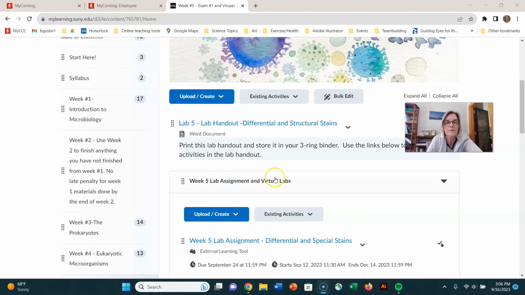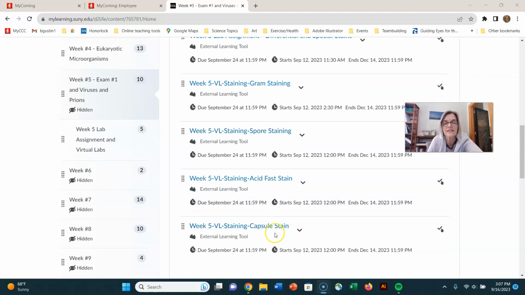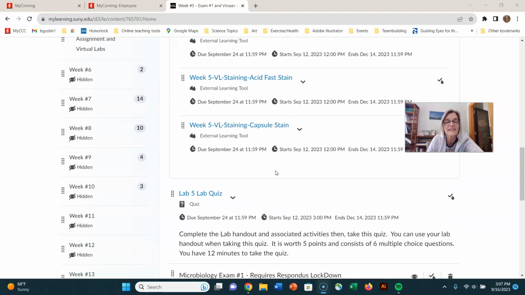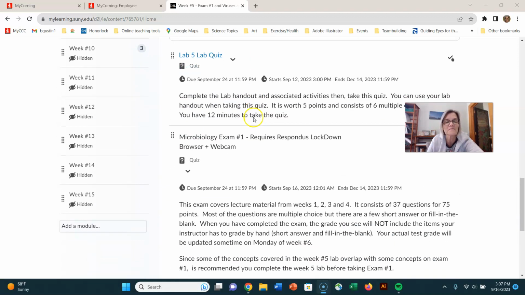On exam number 1, we're talking about gram staining, endospores, acid fast staining, and capsule staining. So doing the lab before you take exam 1 is recommended. You don't have to, but I recommend it, because you'll get a review of those concepts, and that should help your performance on those topics on exam number 1. There's also a lab quiz, so all of that goes together.